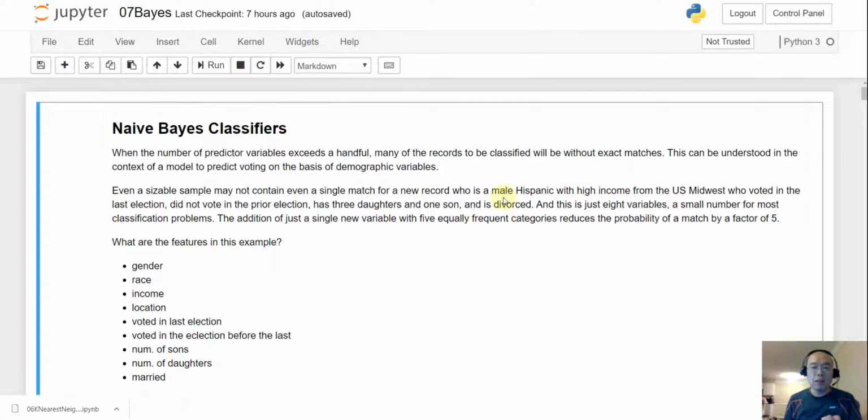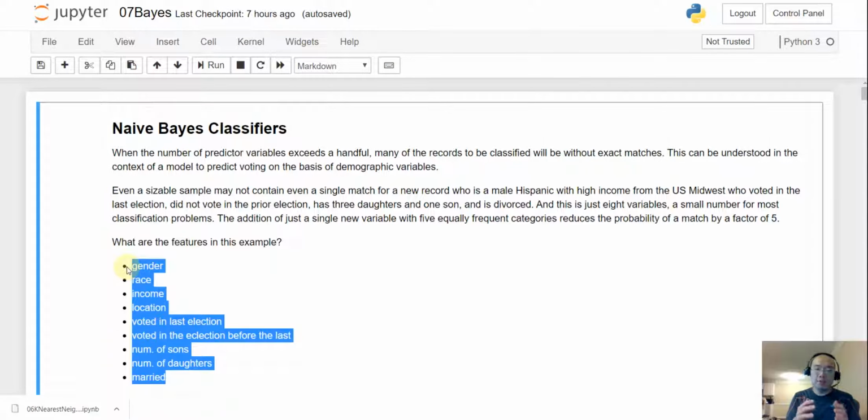In that case, we are trying to predict for a male Hispanic person, and he has a high income, and he lives in the U.S. Midwest, and he voted in the last election, but he didn't vote in the one prior. And this person has three daughters, one son, and this person is currently divorced. Okay, so we are very specific, and we want to predict this person. Even if we have a big data set, it will be very hard for us to find exact matches. If we want to match all those eight criteria, it will be hard.